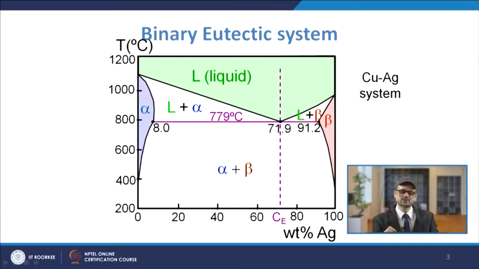As you see here, at 71.9% of the Ag you are getting the eutectic. So this is your eutectic composition, that is Ce, which you are getting at this point. Now at this eutectic point you will have this 8% and this 91.2%, and you may have the hypoeutectic or the hypereutectic composition, because the point towards the left of this will have the hypoeutectic composition, and towards the right it will be the hypereutectic composition.